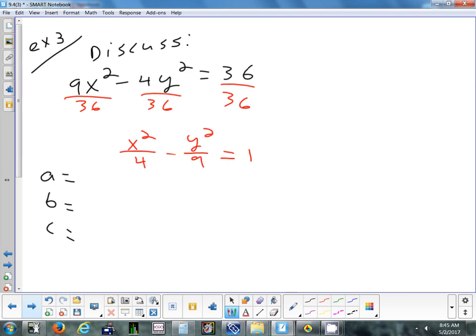What's A here? Yep. Square root of the first denominator. B? 3. And then C, it's basically like doing the Pythagorean theorem.